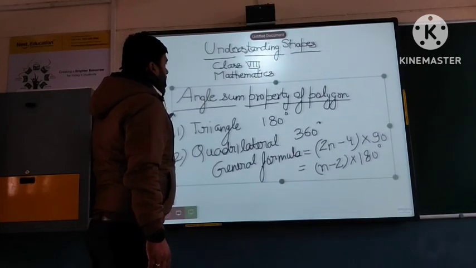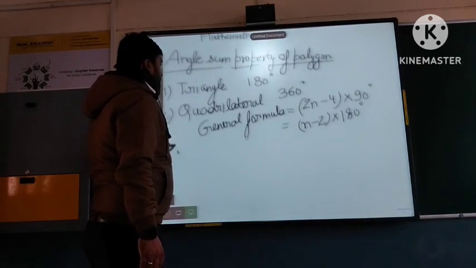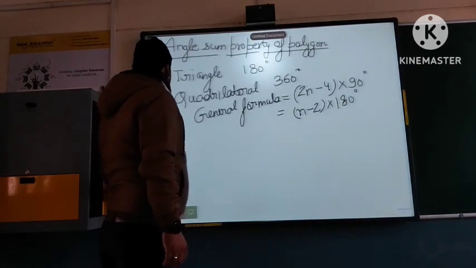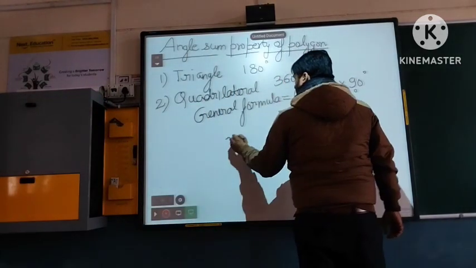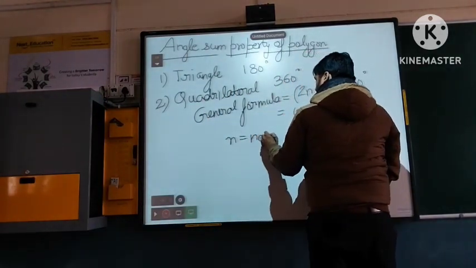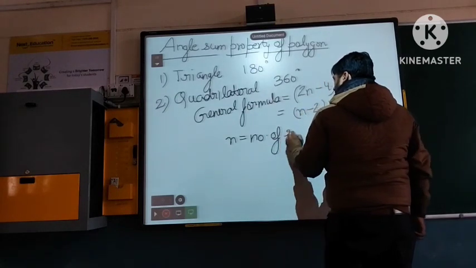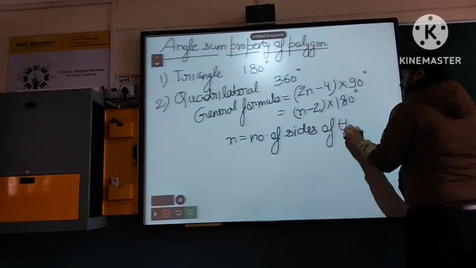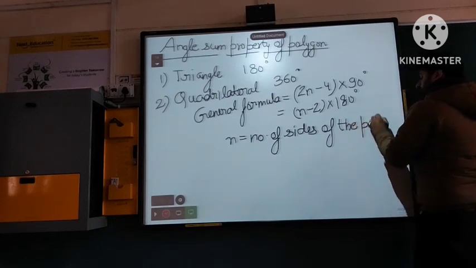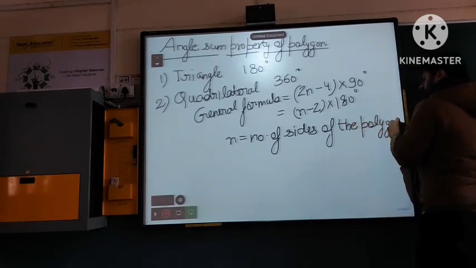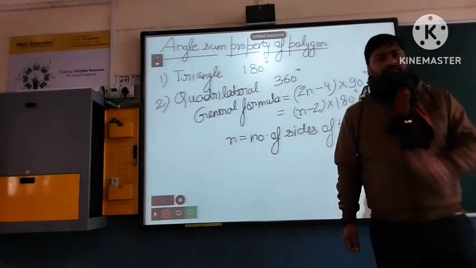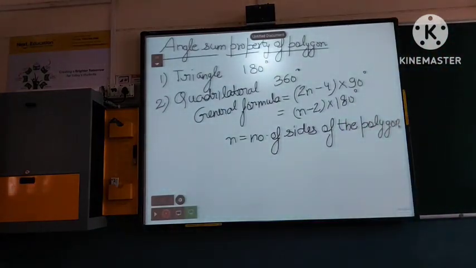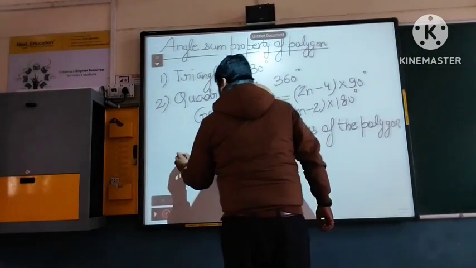Now, what next? n is the number of sides of the polygon. And this general formula is for the interior angles only. In the upcoming articles, I will be telling you about the exterior angle also. So n is the number of sides of the polygon. Clear? Next.